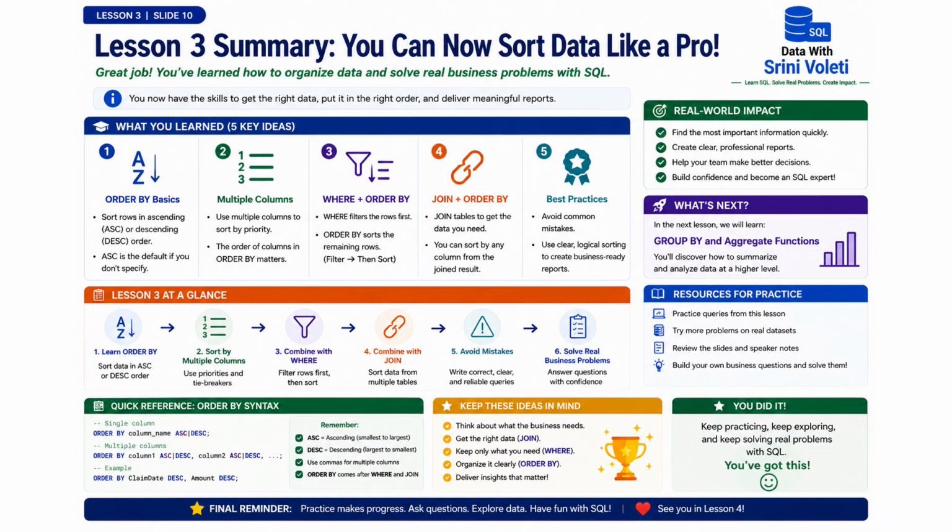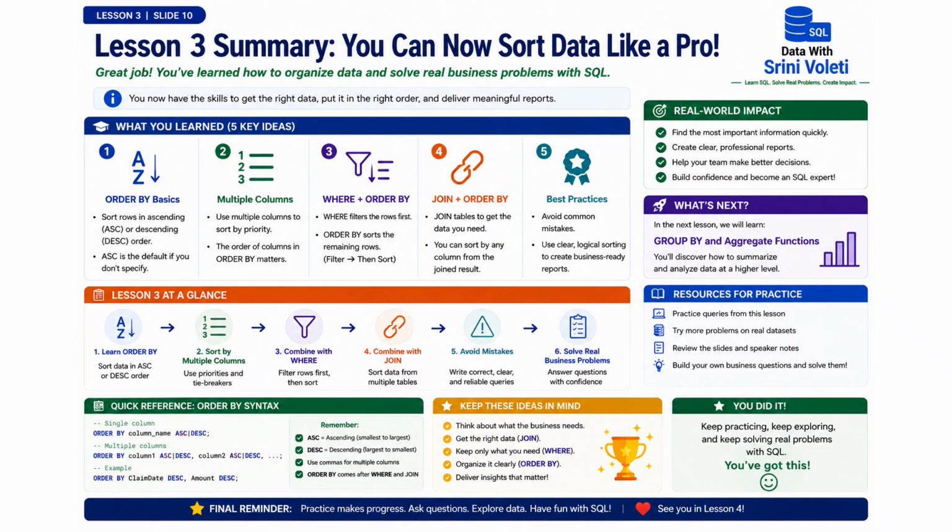Congratulations, you have completed another important milestone in your SQL journey. When we began this lesson, sorting data may have seemed like a simple task, but you have discovered that order by is much more than arranging the rows alphabetically or numerically. It's a powerful tool for presenting information in a way that supports better business decisions. Let's quickly review what we have learned.